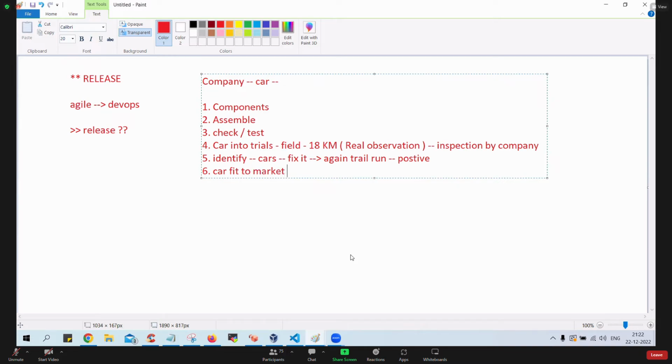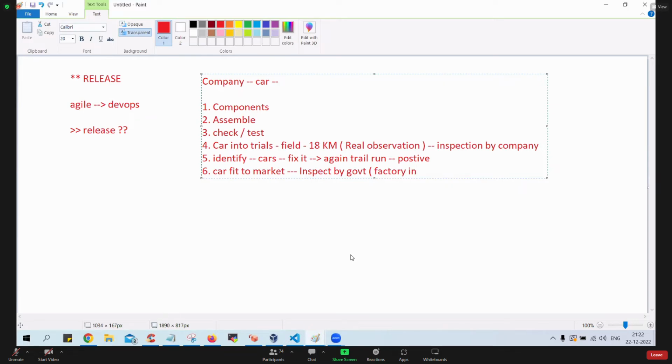Again, there is one more condition here. According to the government norms, before the car goes into the market, there is something called inspection by a government official, right? A factory inspector, we call it. I hope you know this little basics of life. Factory inspectors will come and inspect.